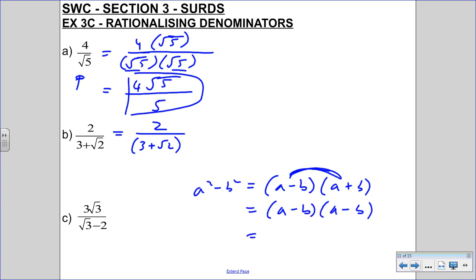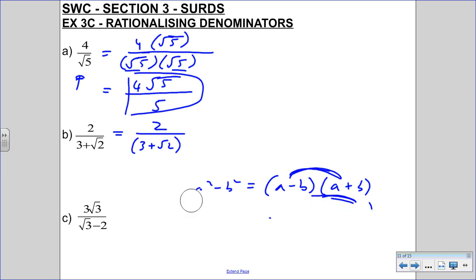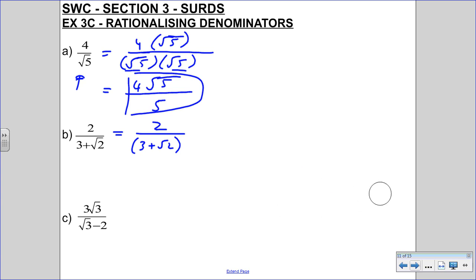when you multiply this out, you'll get 3 terms. You'll get a squared, so a squared times that one out, minus ab times this one, minus ab, and minus b times minus b is plus b squared. You see you get a squared minus 2ab plus b squared. But we just want 2 terms. We don't want 3 terms. And difference of 2 squares will always give us that, okay? Give us 2 squares. And the objective is to make the denominator rational. So what you always have to do is just times the top and bottom by the opposite sign.